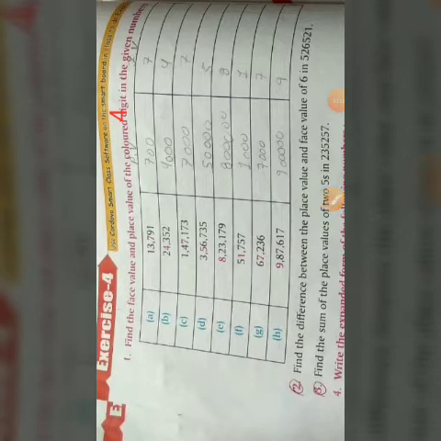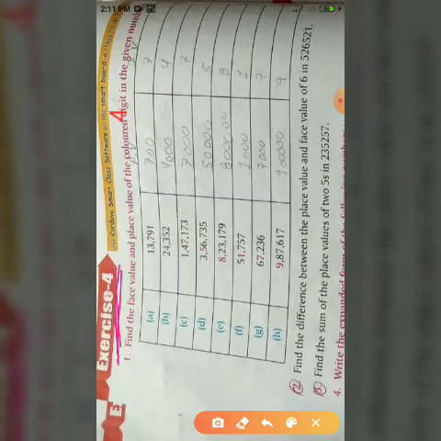Students of class 4th, chapter 1, exercise 4. Chapter 1 is Number and Numeration. In this exercise 4, we have to discuss face value and place value. I have already explained face value and place value.